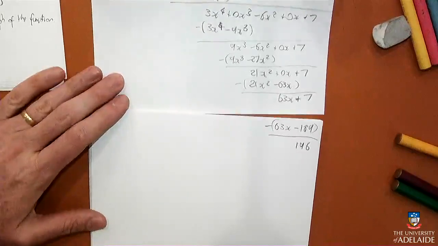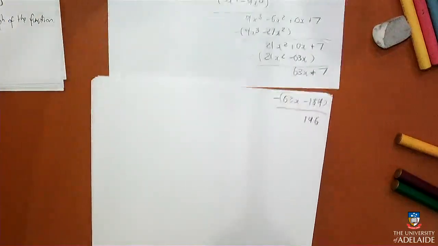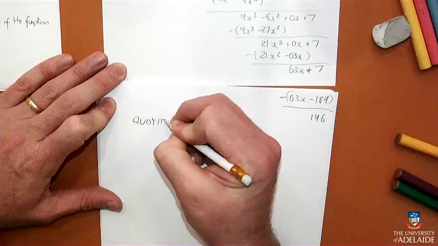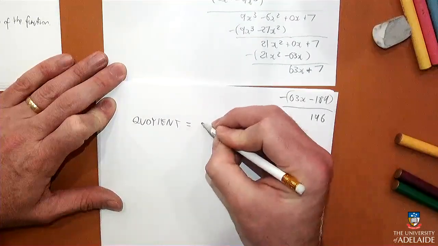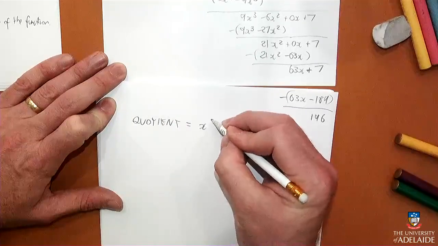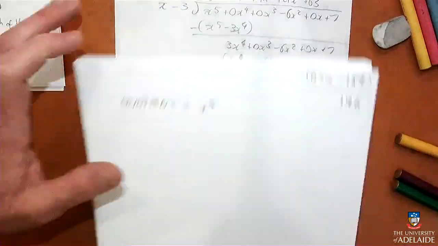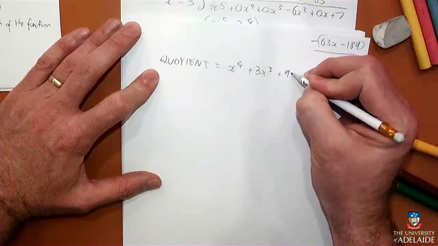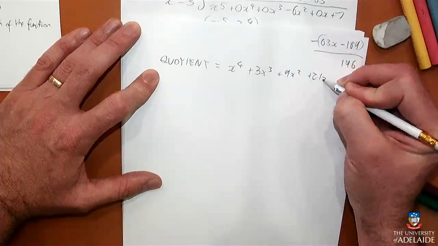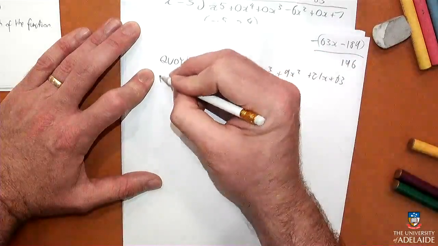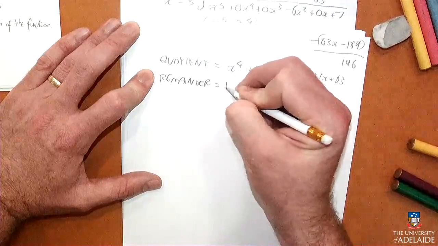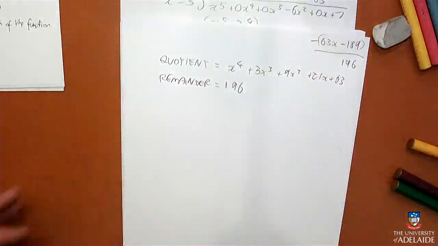And so it turns out that the quotient is what I get on the top here, x to the 4 plus 3x cubed plus 9x squared plus 21x plus 63, and the remainder is 196. And it's totally okay for the remainder to be a wickedly huge number.